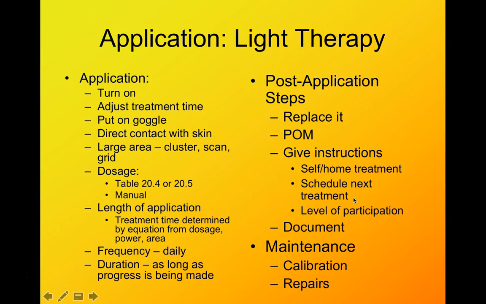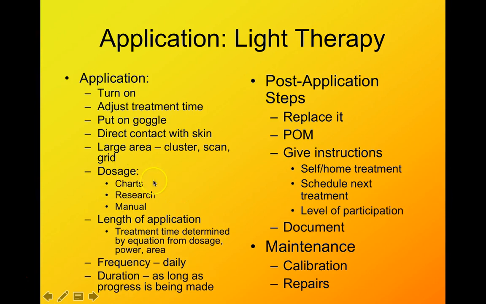So we turn it on, we figure out our dosage and set our treatment time. We would put on our goggles or cover the treatment area with a towel. We want direct contact with the skin. If we're using a large area, we'd want to use our cluster probe, or if we only have individual probes, we can do that scan or the grid. Again, our dosage can come from charts, research, the manual, or the machine itself. It just kind of depends.